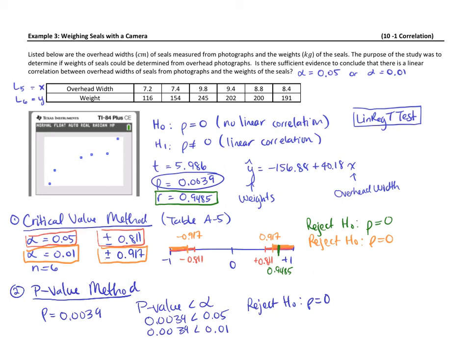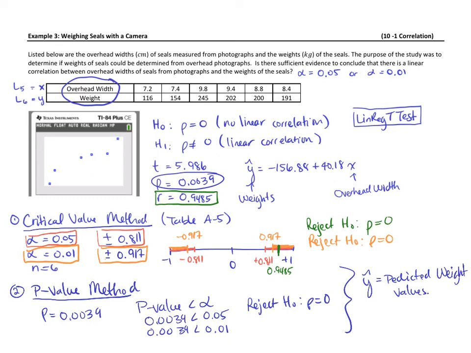Now that we've done the hypothesis test and confirmed that these two variables, overhead width and weight of seals, really are linearly related, this means that we can use the regression line. We can use that regression line to make predictions. This will give us predicted weight values. Okay, all right, so let's go back to the question here.